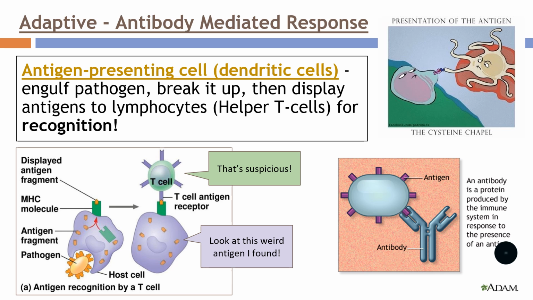Okay, so picking back up, we're still talking about the adaptive immunity antibody-mediated response. The important takeaway here is that you're going to have these antigen-presenting cells. We also call these dendritic cells. Their job is going to be to engulf the pathogen. They're then going to break it up, and then display these pieces of antigen on themselves. The purpose of this is they're essentially saying, hey, there's this really suspicious thing going on over here. I'm making a giant flag to throw up so that these helper T cells can come in and recognize that we have a problem here and move on to that next step in that antibody cascade.